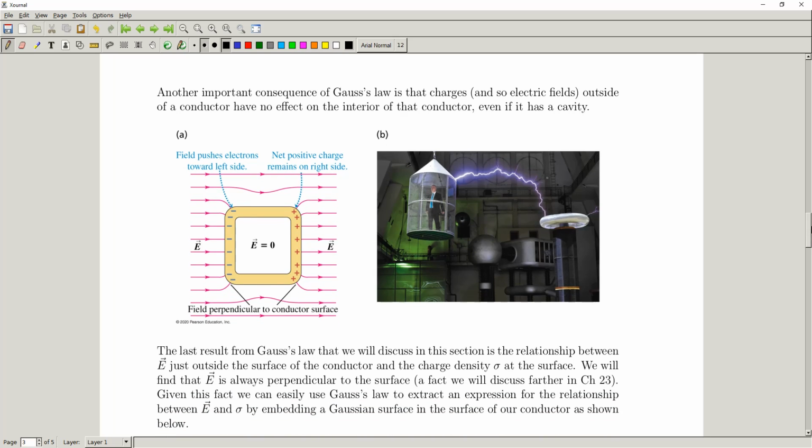So another important consequence of Gauss's law is that electric charges, and so electric fields outside of the conductor, have no effect on the interior of the conductor. And we can see that in the two diagrams we have set up over here. I'll talk about B in a second, but we can see what happens in A here. So let's say this yellow square is meant to be some sort of conductor, right? So we have a conductor with no net charge put into a strong electric field here.